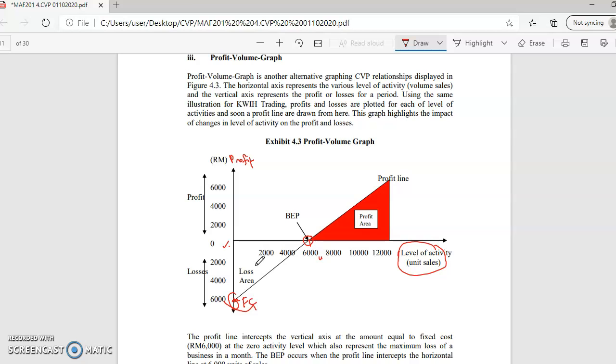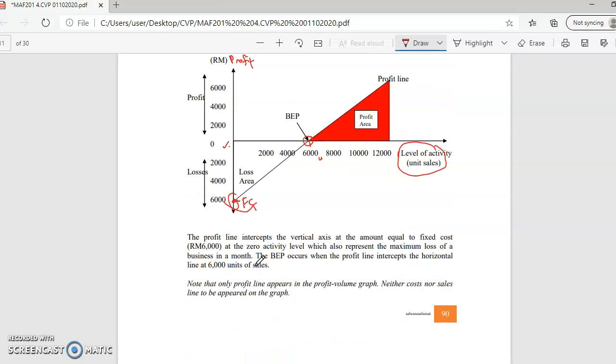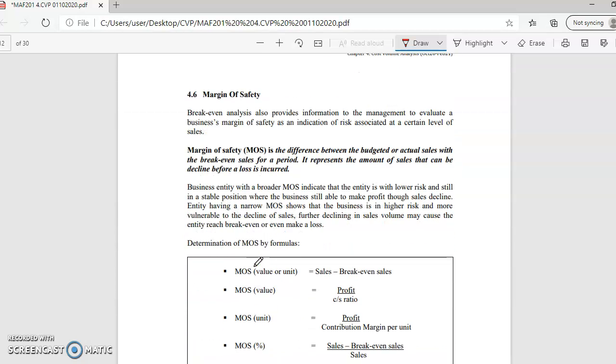Next we're going to look at another concept in CVP, which is margin of safety. Margin of safety dalam bahasa Melayu adalah margin keselamatan. So the higher the margin of safety, the better for the company. It also indicates the risk of the company. So the lower the margin of safety, the higher the risk of the company. So how to compute the margin of safety? This is the formula.